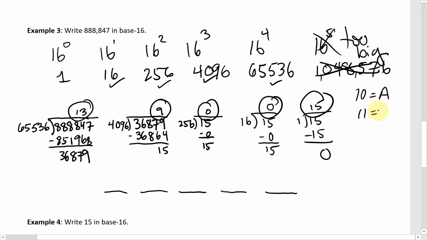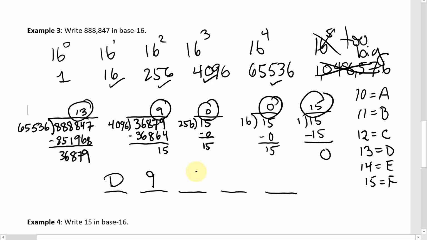Use B for the number 11. 12 we'll write as a C. 13 we'll just write the letter D. 14 is E. 15 is F. So this is where I would put 13, but instead of writing a 2-digit number, I'm just going to write the symbol D. And then I can write 9, 0, 0, and then the last is 15, which I will use the symbol F.